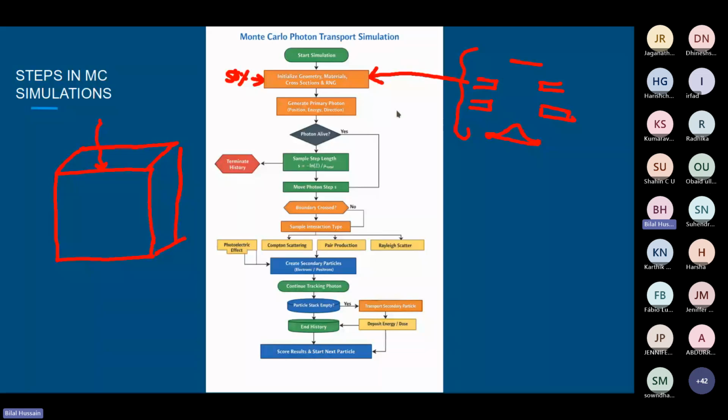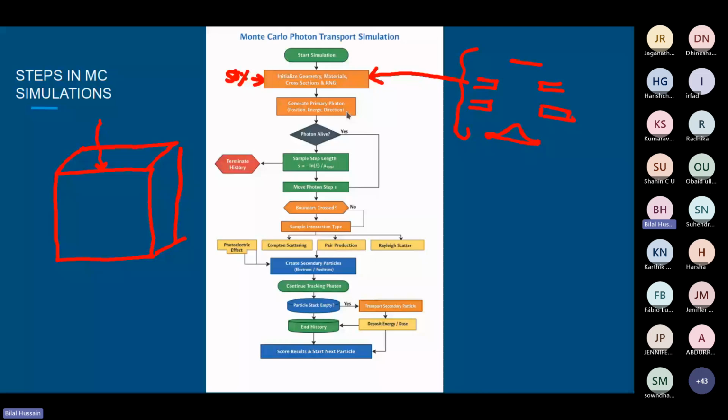Once you feed the geometry, the next thing is the primary photons, and how they are going to be there. What is the particle going to be? Whether I'm going to do a photon simulation, electron simulation, or positron simulation, it could be anything. So the next thing is I have to define what the particle is going to be, whether a photon or an electron. Let us say today I'm going to deal with photon, so we'll deal with photon only.